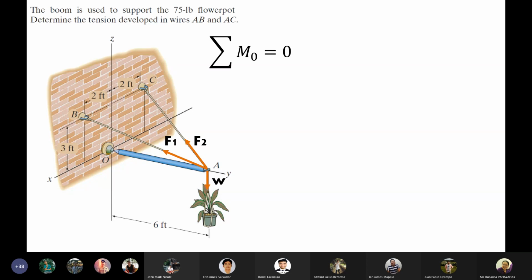But in my discussion, we will first get the moment of force of F1, then the moment of force of F2, and the moment of force of weight. Since it is 3D, we will take them one by one. Now, if you notice, F1, F2, and F3 are connected at this point.